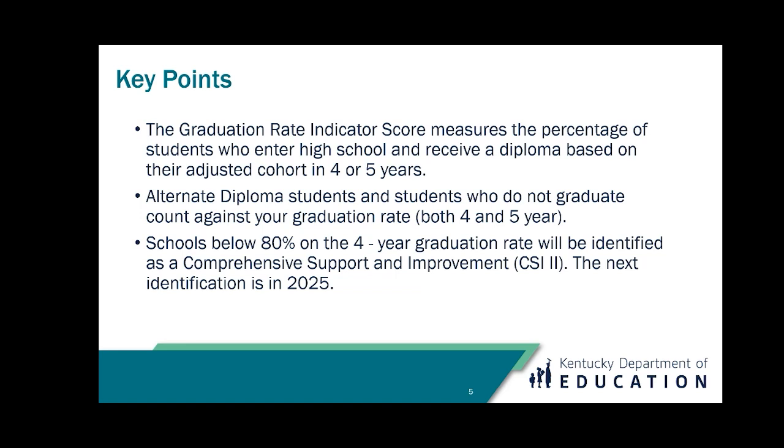Federal regulations state that alternate diploma students and students who do not graduate count against your graduation rate, and that goes for both 4 and 5-year graduation rates. Schools below 80% on the 4-year graduation rate will be identified as comprehensive support and improvement schools and will be tagged for CSI2 per federal regulations. The next year for identification is 2025.